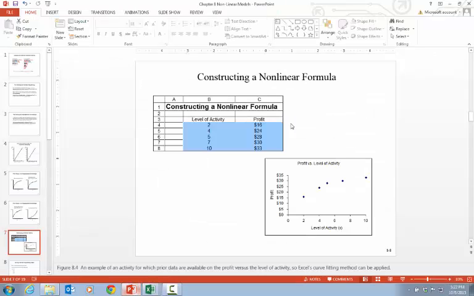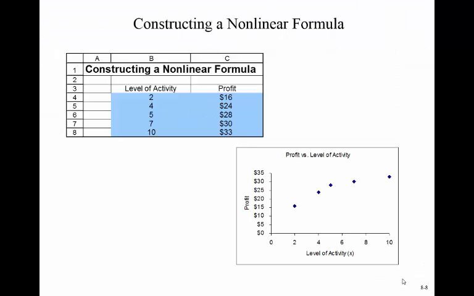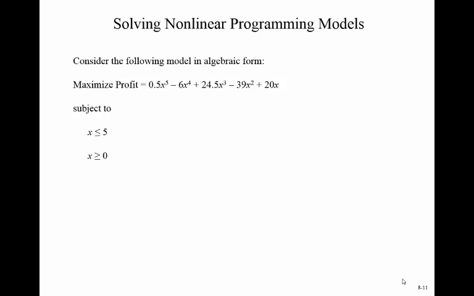So anyway, let's get back to the slides here. So again, this is how we construct a nonlinear formula. So let's talk about one very important characteristic related to nonlinear programming models, and that's the following. Suppose we have only one changing cell, it's x, but we've got this very nonlinear profit function. It involves x to the 5th, x to the 4th, x to the 3rd, x squared, and x. Then we've only got two constraints. One is that basically the value of x must be between 0 and 5. So it's greater than or equal to 0, less than or equal to 5. Very simple model.